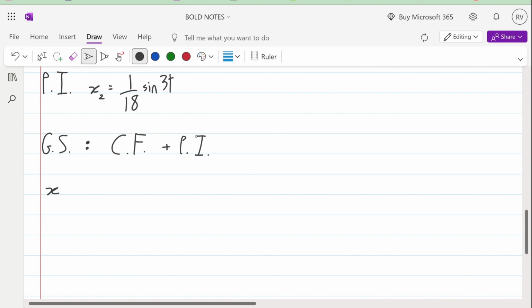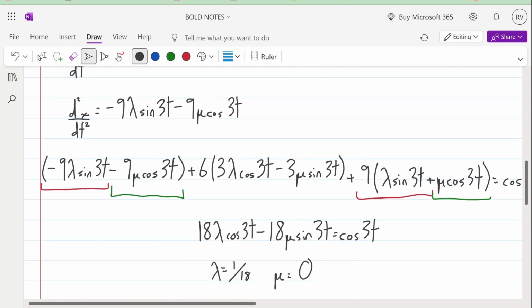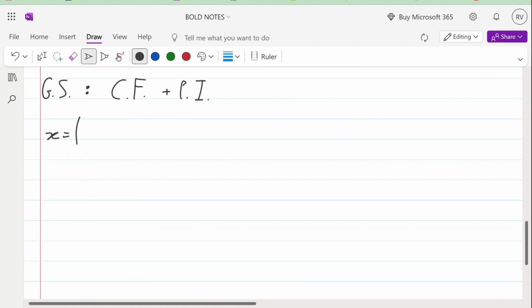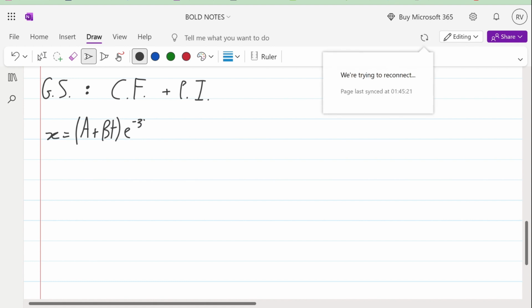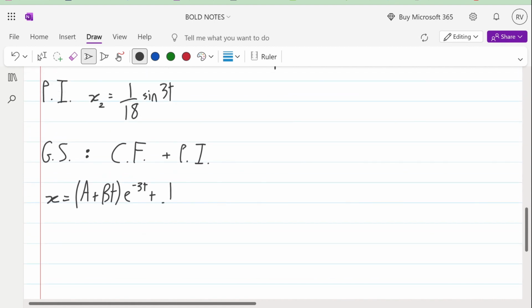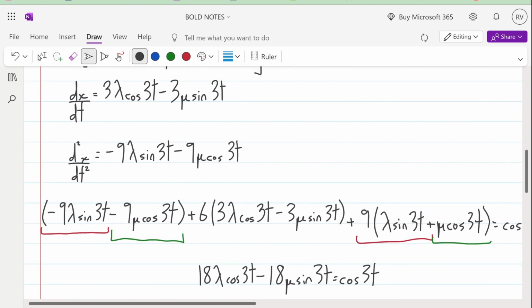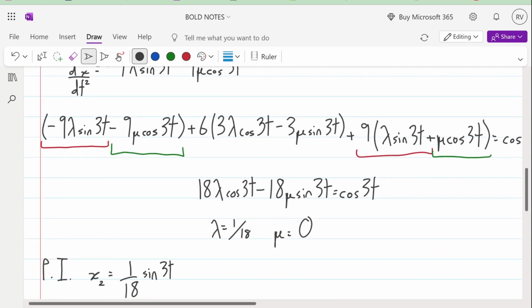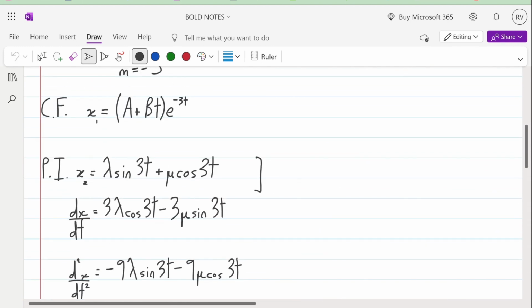So now we can write x equals the complementary function above, which was open brackets a plus bt e to the minus 3t plus our particular integral, which is 1 over 18 sine 3t. And you can see there, that is our 8 marks. And when you actually break it down into steps, it's not actually that much for 8 marks.